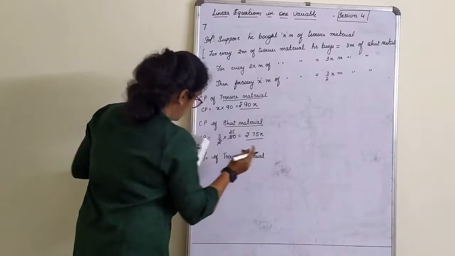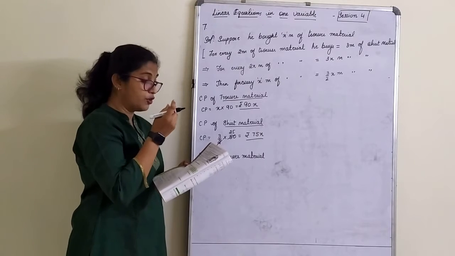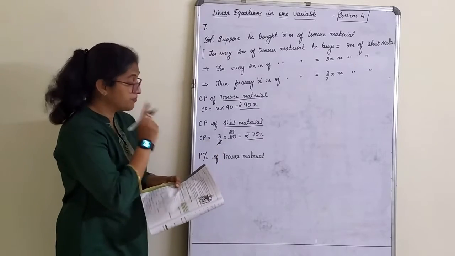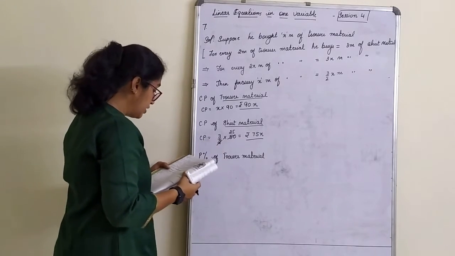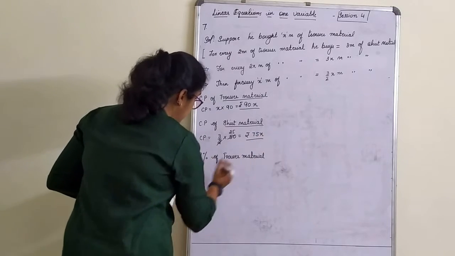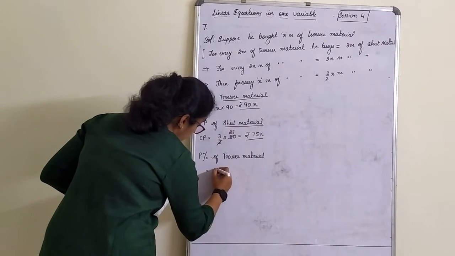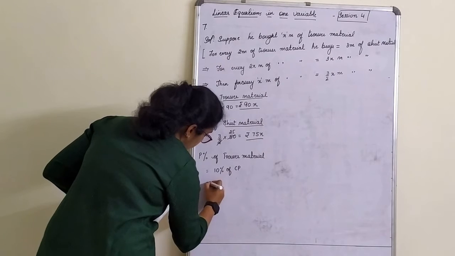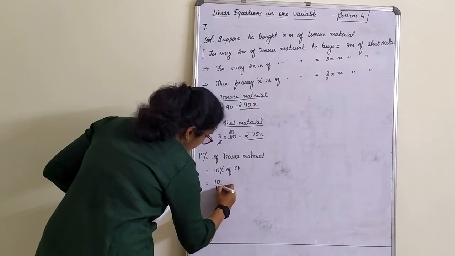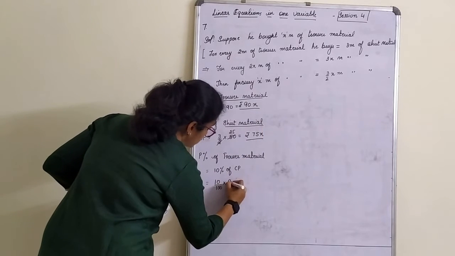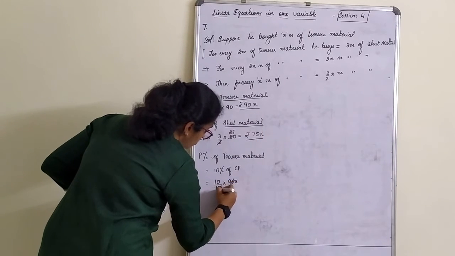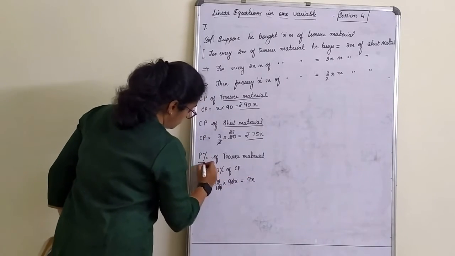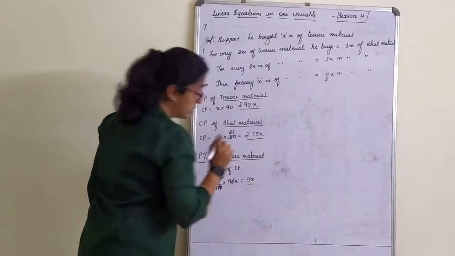See children, it is given in the question, it tells you that for shirt and trouser, that means 12% is for the shirt and 10% is for the trouser. We have to go accordingly. So profit percent on trouser material, how do we write that? 10% of CP, which is nothing but 10/100 into 90x, 0 and 0 cancel, that is equal to 9x. So profit on trouser material is 9x.